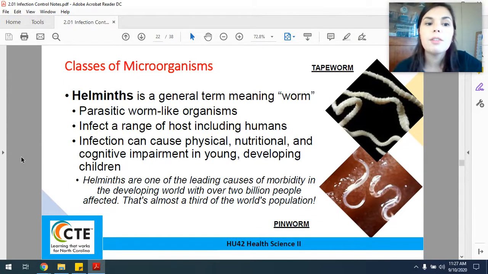And then we also have another class called helminths. And helminths, first of all, is a very hard word to say, but these are things that typically mean worm. So parasitic worm-like organisms such as tapeworm or pinworm.